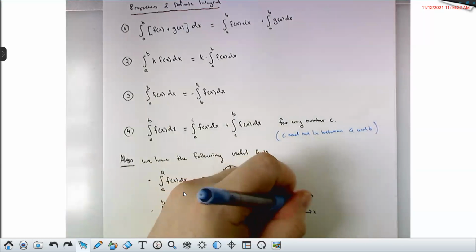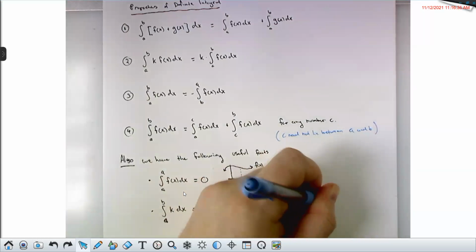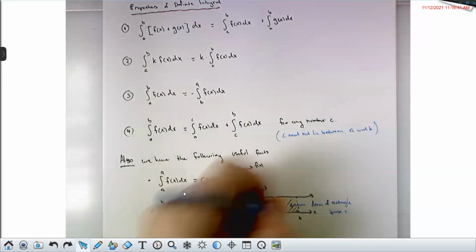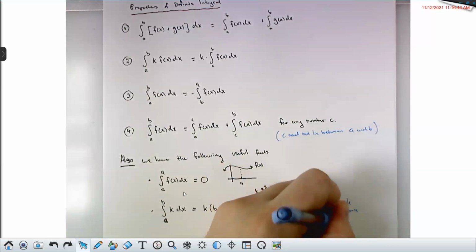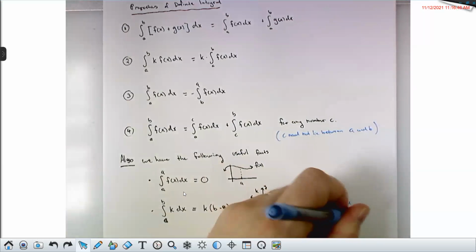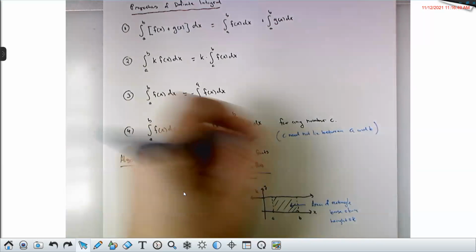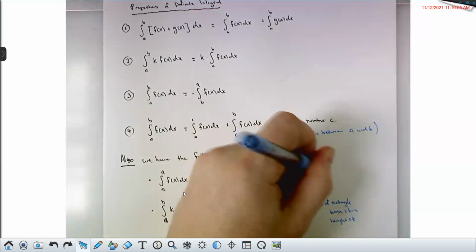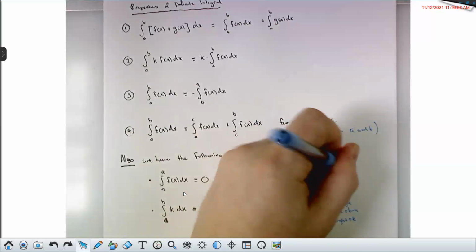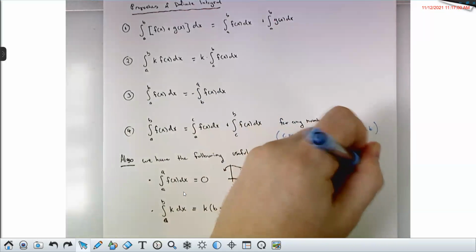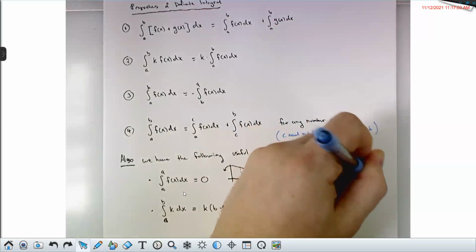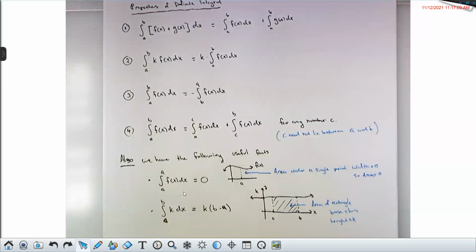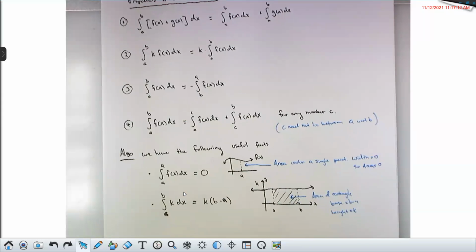So this guy, let me annotate in blue. This is the area of a rectangle. The base, this width, is B minus A, and the height is K. Here, this would be the area under a single point. The width is equal to 0. So the area is equal to 0, right? A single point doesn't have any width at all. So we can't have any area. Area is a two-dimensional measure.